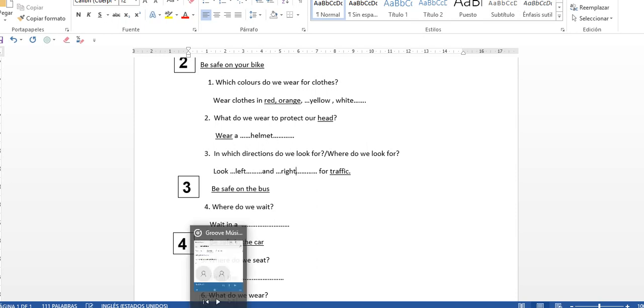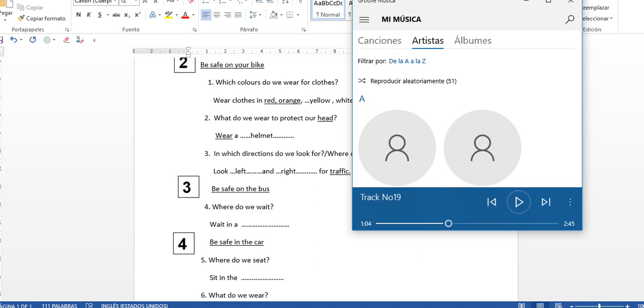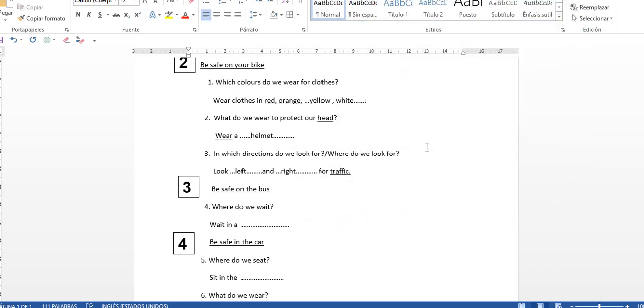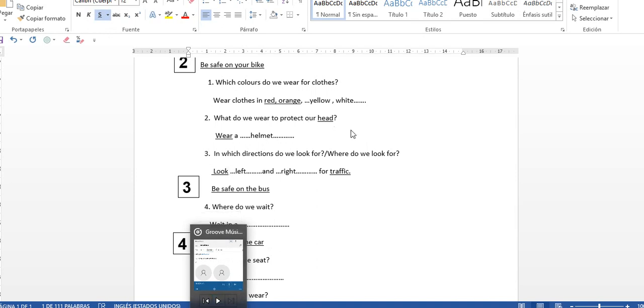Okay, let's check again. Orange, yellow, white. Don't wear black or brown. Cars, buses, and lorries can't see you. Wear a helmet. Don't cycle on busy roads. Look left and right for traffic. Don't listen to music.